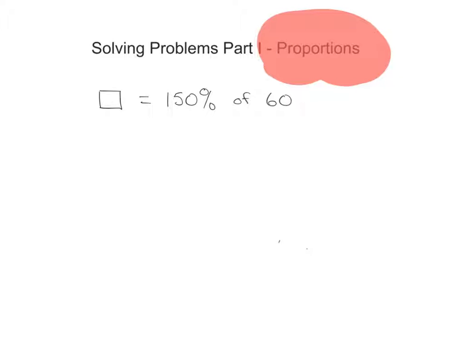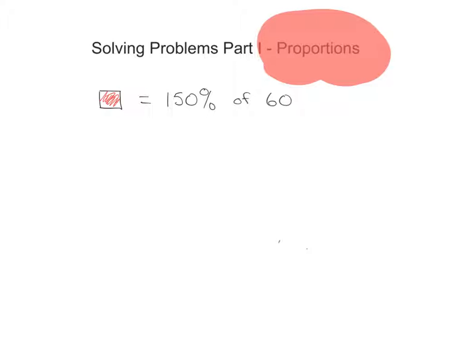with proportions. So the first one, kind of not really a word problem. You're going to get some word problems, but it's just basically what's 150% of 60? What does that equal? And our hope is that we can figure out what that box is. What is that number? 150% of 60.